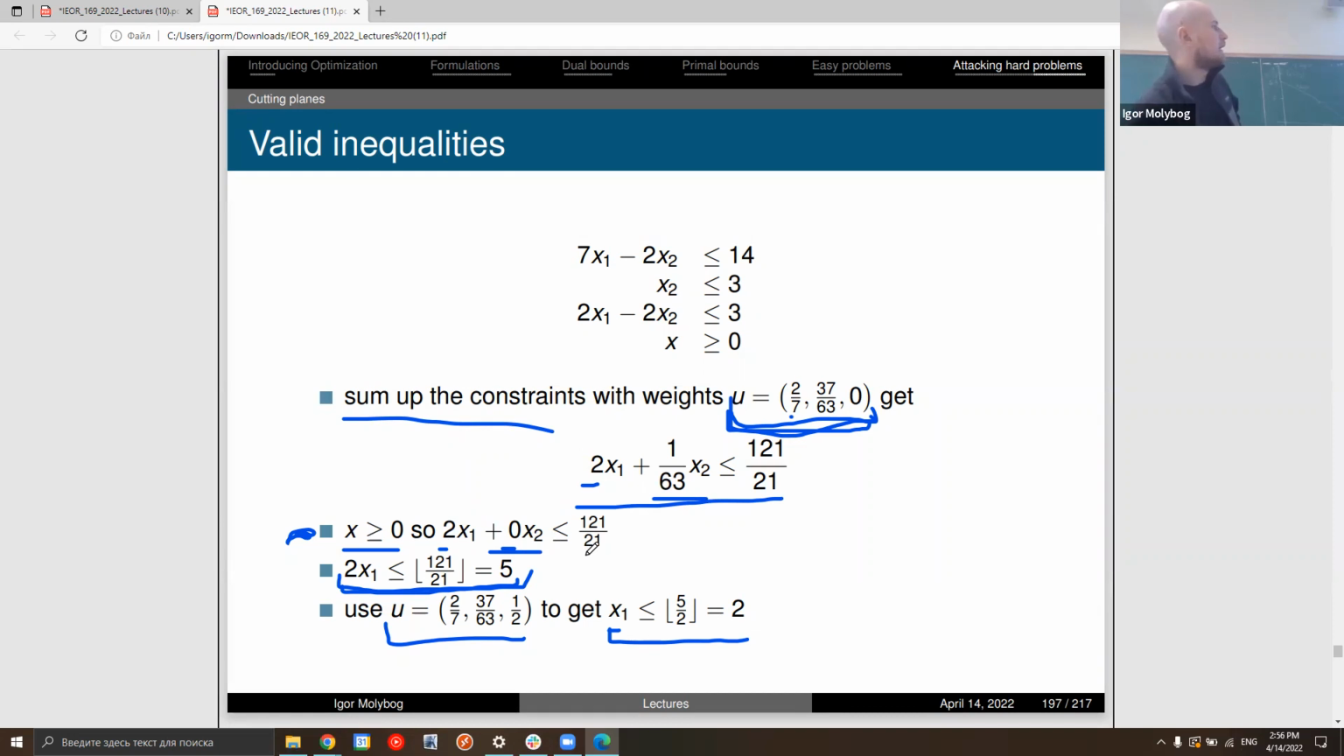And why is it true that it's a valid inequality? Well, first of all, x1 and x2 are both non-negative. And then if we take, for example, this number, we have the left-hand side already being smaller than the right-hand side, right? So we have the inequality less than or equal to. And if we substitute a smaller coefficient in front of x2, our left-hand side can only become smaller.